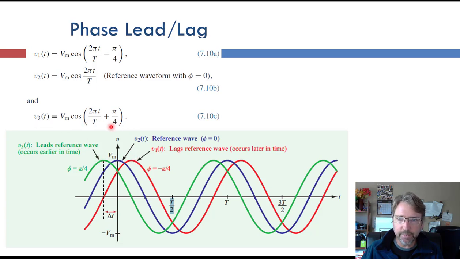V3 here in green has a positive pi over 4, so to make this whole term 0, t would have to be negative, and that's why the peak happens over here on the negative side of the x-axis. And that's a shift where it's moving in front. It happens before. Its peak happens at t less than 0, the baseline happens at t equals 0, the lag happens for t greater than 0. So this is leading. So with a positive phase shift here, you see that this leads.